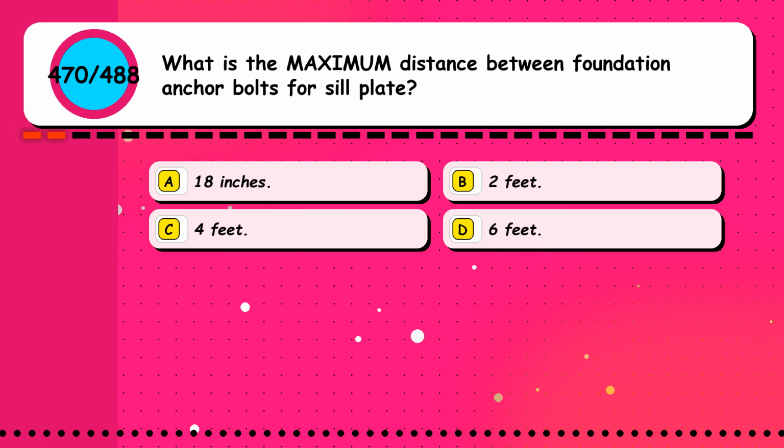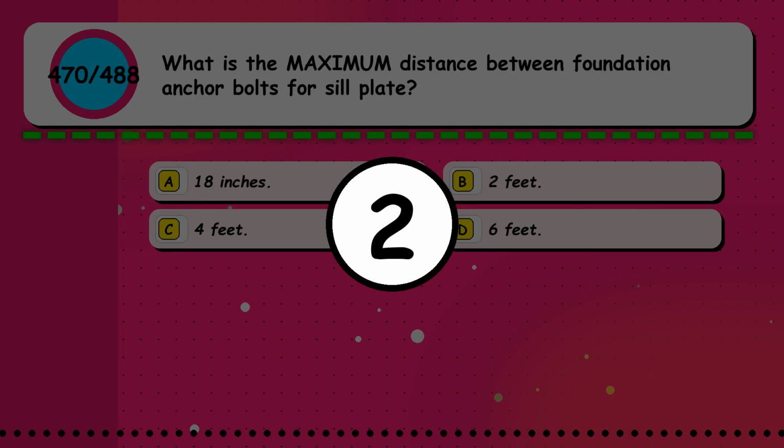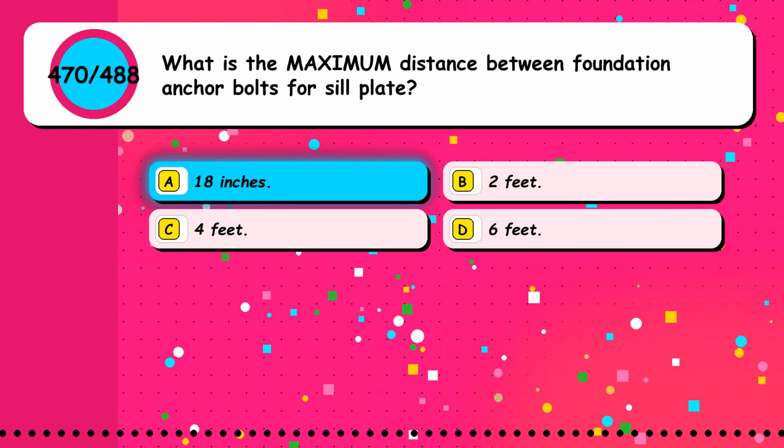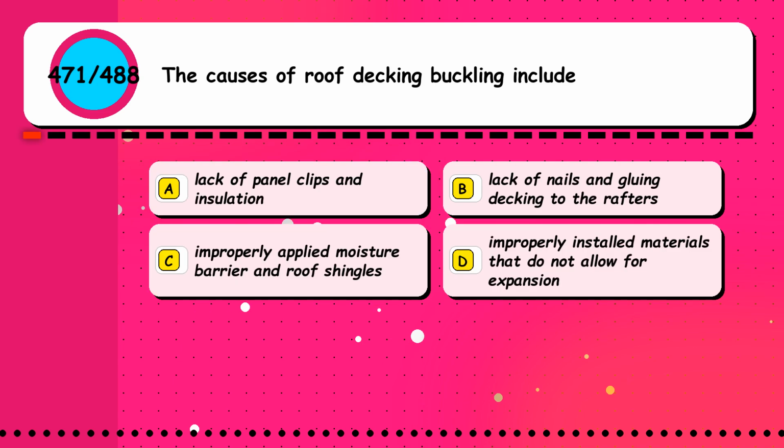Question 470. What is the maximum distance between foundation anchor bolts for sill plate? Option A, 18 inches. Option B, 2 feet. Option C, 4 feet. Option D, 6 feet. The correct answer is option A, 18 inches. Correct answer, 6 feet.